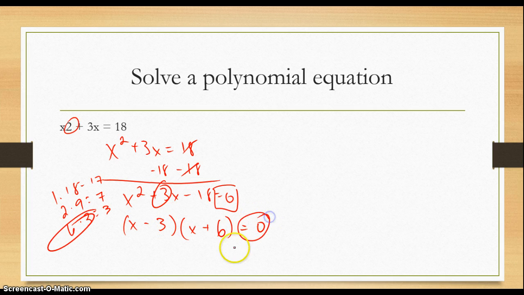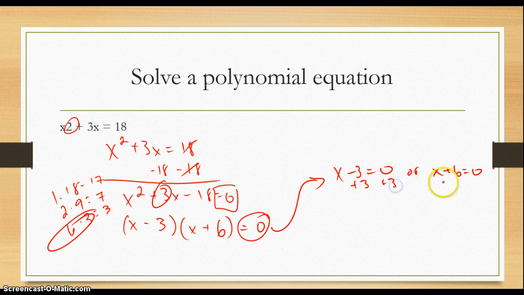Now, since it's set equal to 0, we're going to do the same thing we learned. We're going to set each of these equal to 0. Add 3, subtract 6, x equals 3, or x equals negative 6.